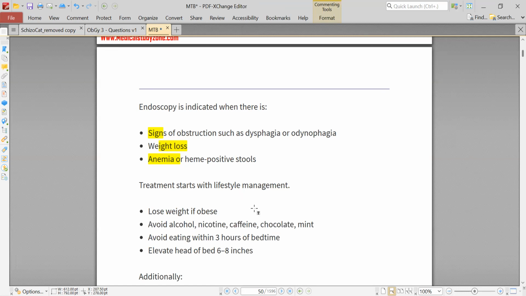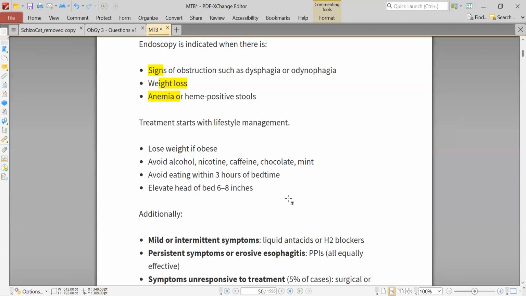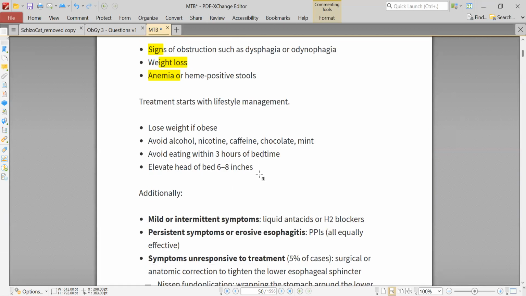For treatment, first you have to focus on lifestyle modification: avoid alcohol, caffeine, smoking, chocolate, mint. Avoid eating within 3 hours of bedtime, so just before sleeping you should not eat. If you are obese, you have to lose weight. These are the advice we give the patient. Mild and intermittent symptoms are treated with liquid antacids or H2 blockers. For persistent symptoms or erosive esophagitis, proton pump inhibitors are used.